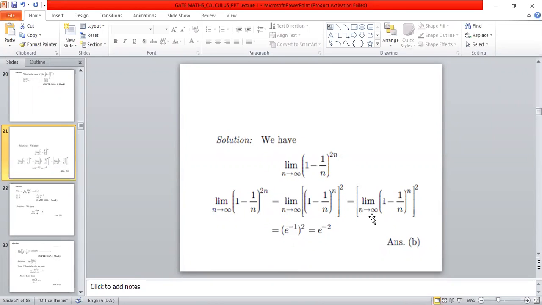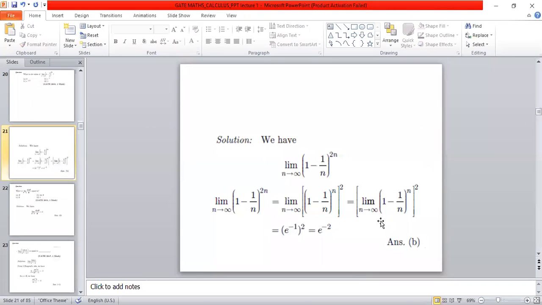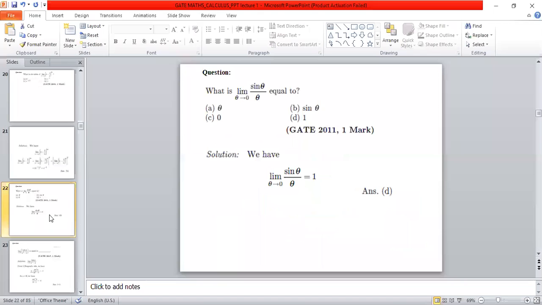We have a formula: limit n tends to infinity, 1 plus 1 by n raised to n is e, and if it is 1 minus 1 by n raised to n, it is e inverse. Remember that. So that is 1 by e. So it is e inverse raised to 2, that is e raised to minus 2. Good. We'll go to the next question.